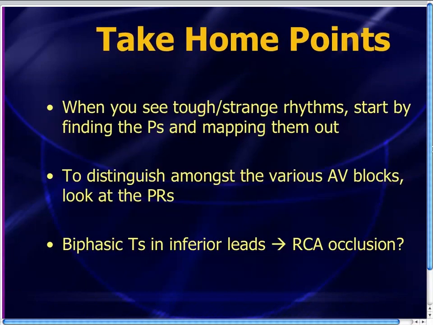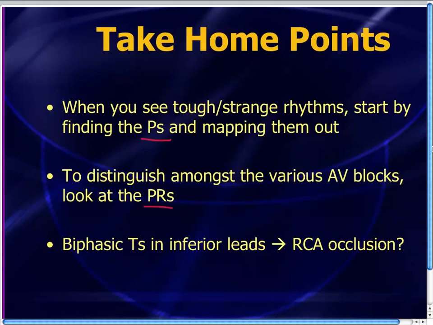So anyway, it's a nice couple of EKGs just to provide us a little bit more practice with bradydysrhythmias and AV blocks. A couple simple take-home points. When you see tough or strange rhythms, sometimes people get very confused and they don't know where to start. Well, what I recommend is that you find the P waves and see if they map out. Then just start mapping them out, identify the P waves all across the rhythm strip, and then try to correlate those P waves that you've just mapped out with the QRS complexes. So just take it one step at a time. As we've mentioned before, when you're trying to distinguish between the various AV blocks, you look at the PR intervals.